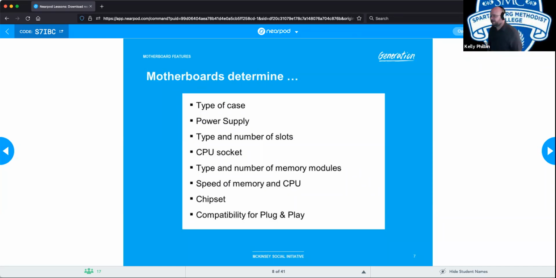Also, the compatibility for plug and play, because the BIOS or UEFI is integrated into the motherboard. So its ability to communicate with different peripherals is determined by the motherboard itself. Questions so far?